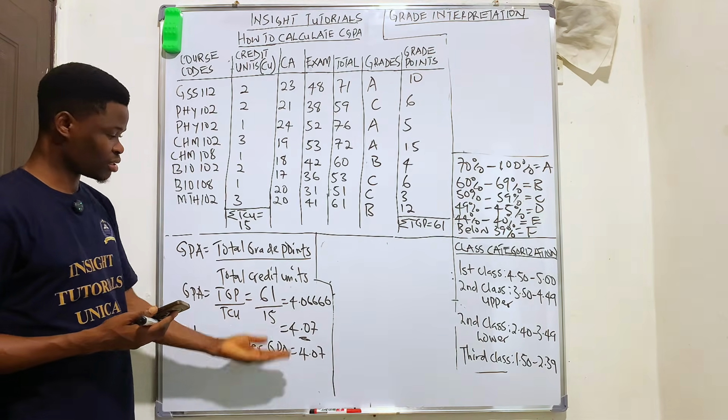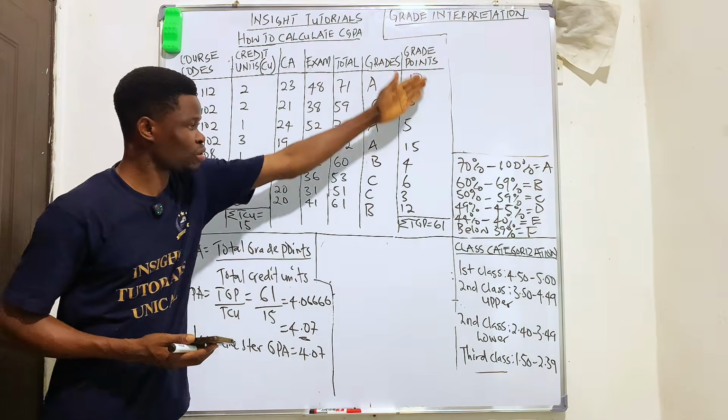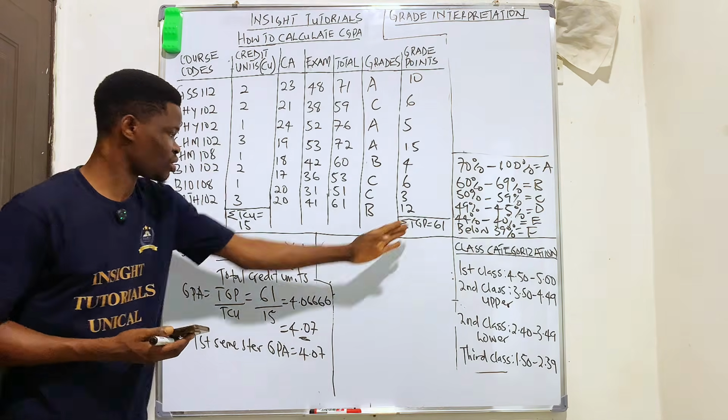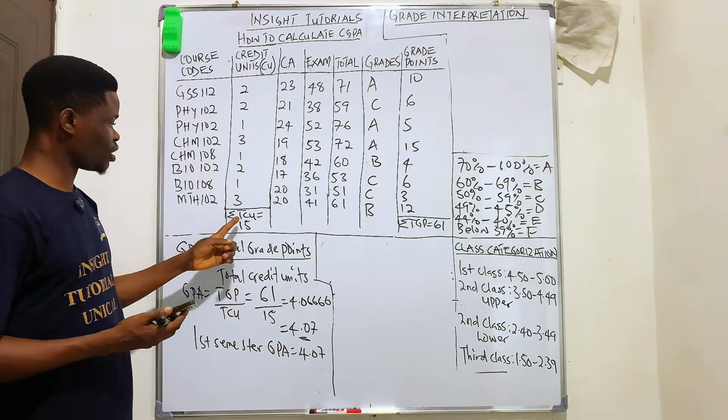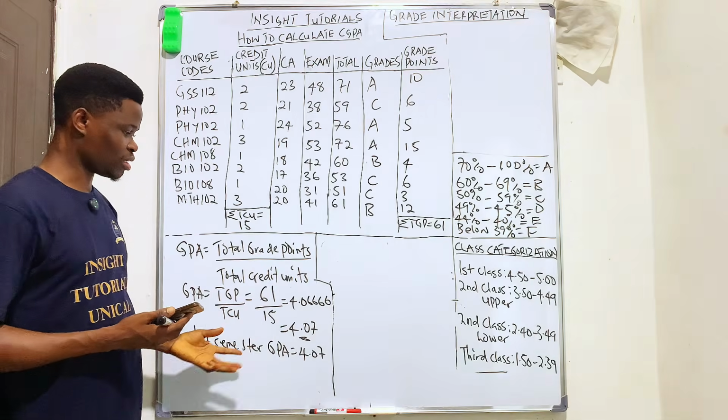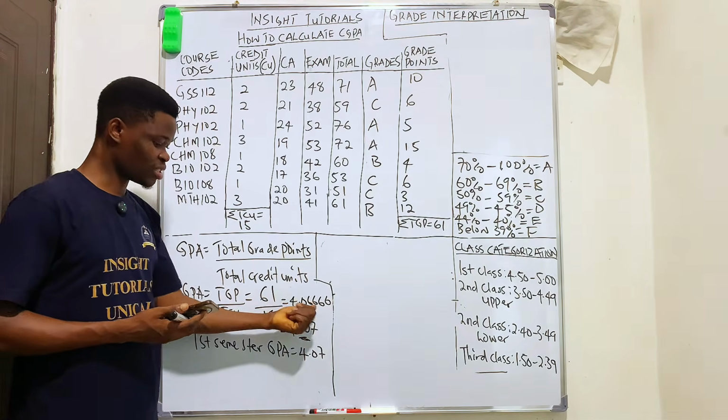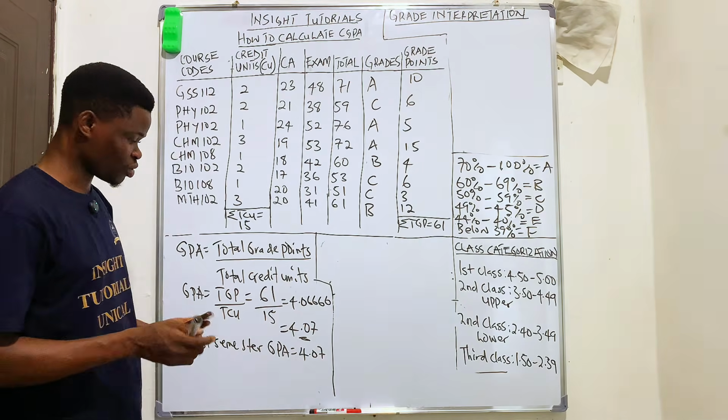And how do we get this? Remember, we added the total grade points, which is 61, all over the total credit units, which is what? 15. And we divide out the 4.0666, but we have to round it up to 4.07.